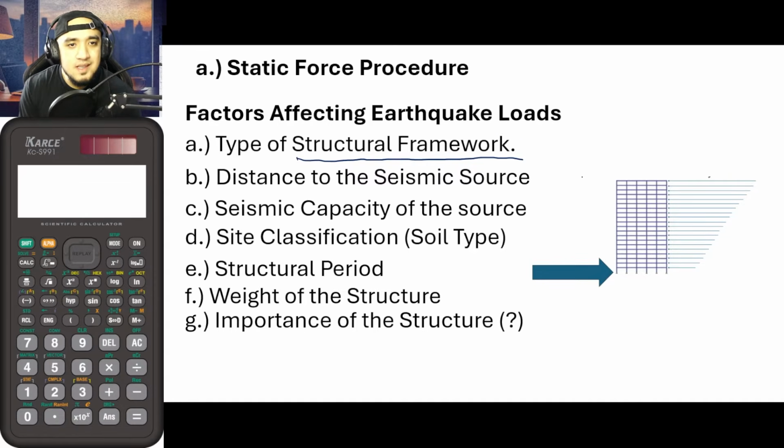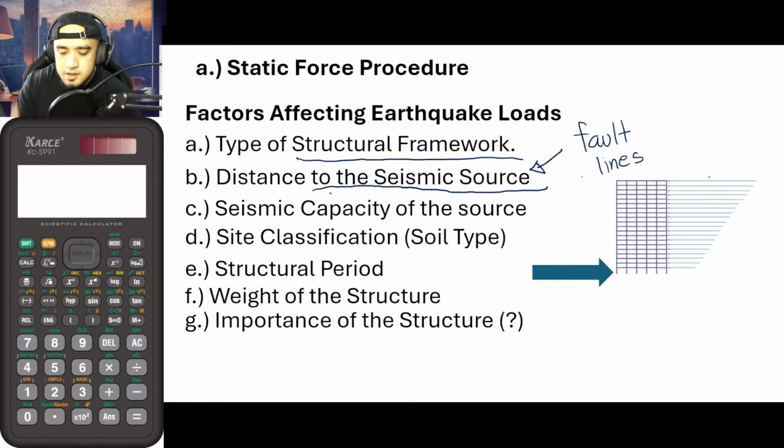Next is the distance to the seismic source. So I think this is rather self-explanatory. So here in the Philippines, the seismic sources that we are talking about are the fault lines. Okay? So if the structure is near a fault line, it has a tendency that the building will be absorbing a greater magnitude of earthquake. So suppose that the building is far away from a fault line, then it has a lesser tendency that it would be absorbing a greater magnitude of earthquake. Okay?